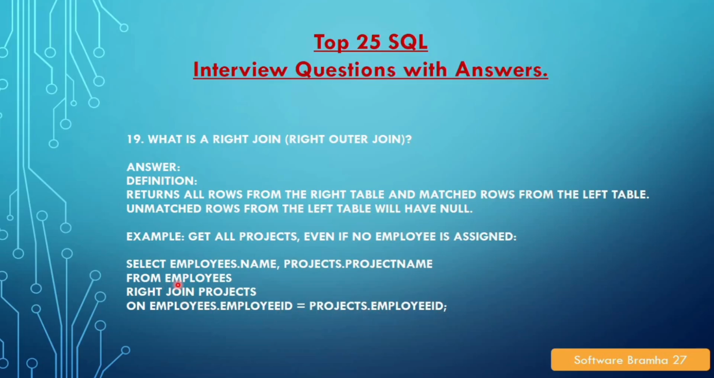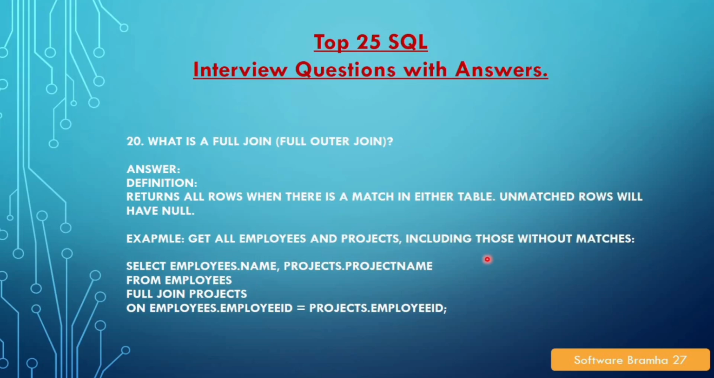Here the two tables employees and projects are joined by using right join on the columns employees.employee_id and projects.employee_id. Here the right table is projects, so we will get all the data from the right table and the matched rows from the left table. So we will get the result as all the projects, even if no employee is assigned. Next question.